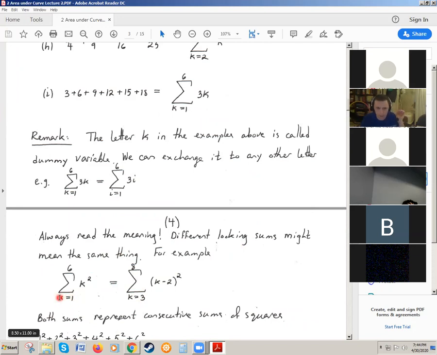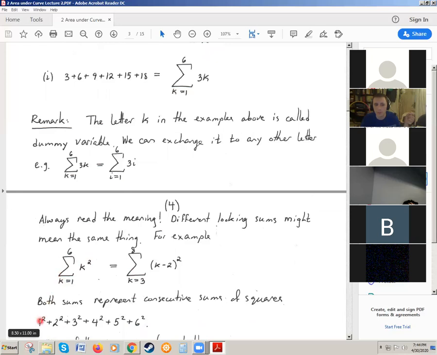So for example, if I have the sum of squares from 1 to 6, that means you sum all the square integers from the first square integer to the sixth square integer. So that would be 1 squared plus 2 squared all the way to 6 squared. That's what this truly means. When you see this expression, you imagine this. But I can make the top number anything I like. I can make the top number not 6 but 8.